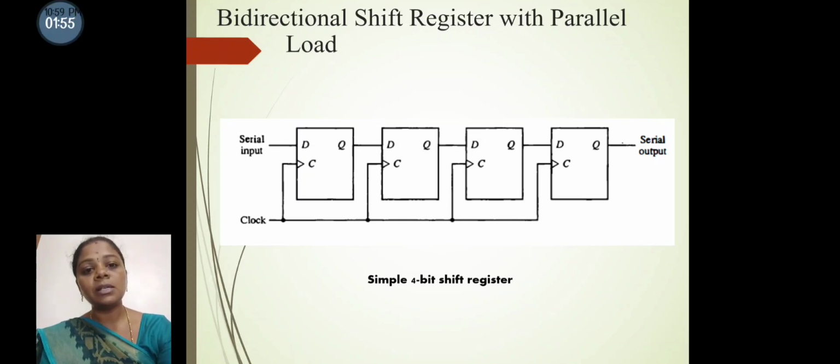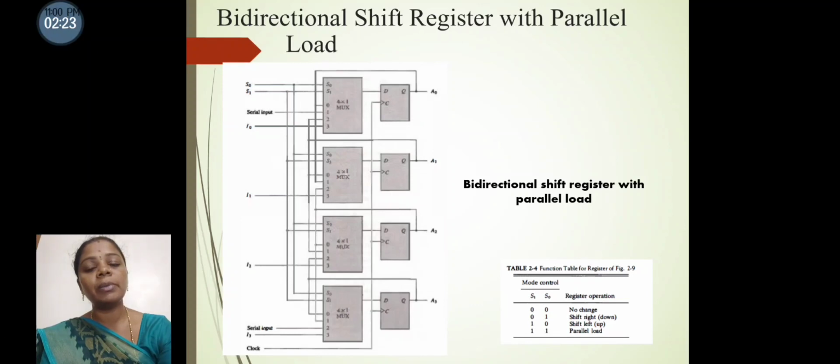It has a single serial input which is connected as input to the first D flip-flop. The output of the first D flip-flop is taken as input to the next one, and it goes on. Finally, we get the last output from the output line of the last flip-flop, and the common clock pulse is connected to all the flip-flops, which enables the flip-flops. And here is the bidirectional shift register with parallel load.